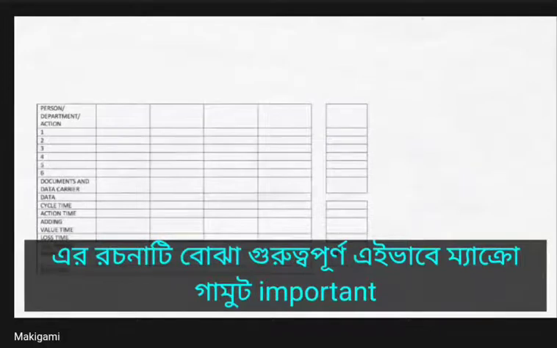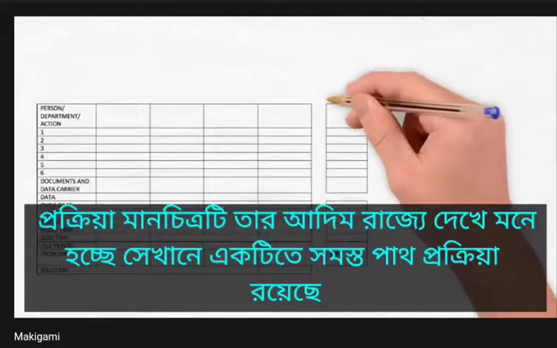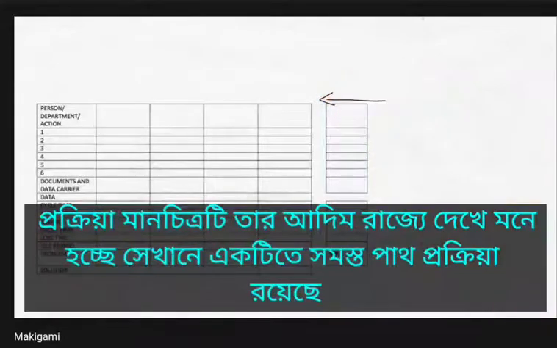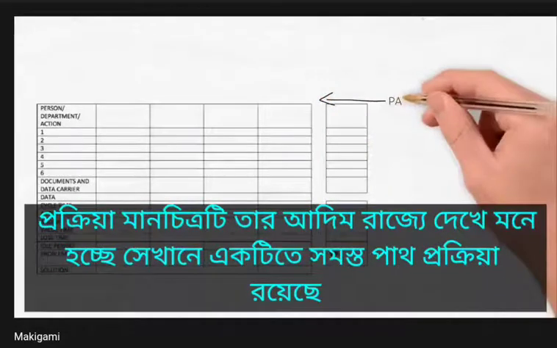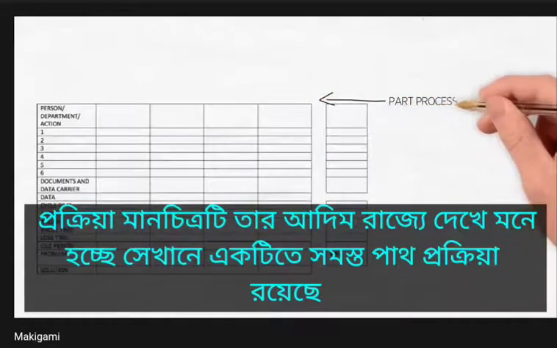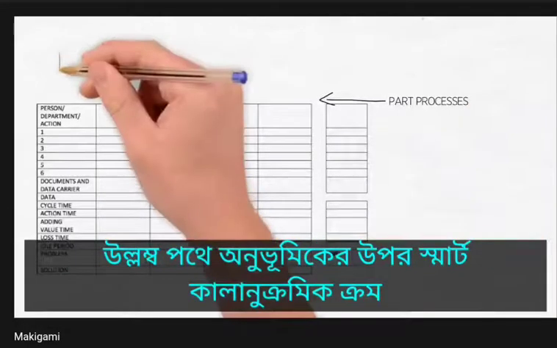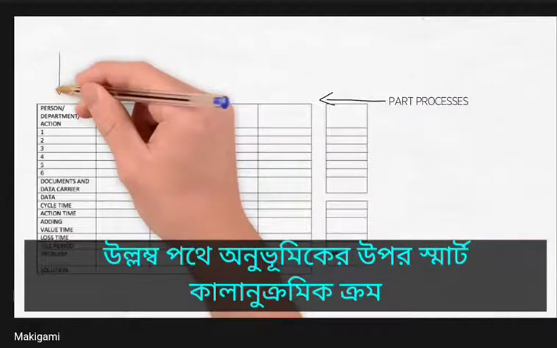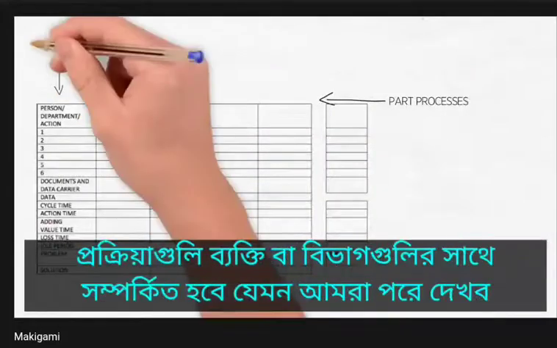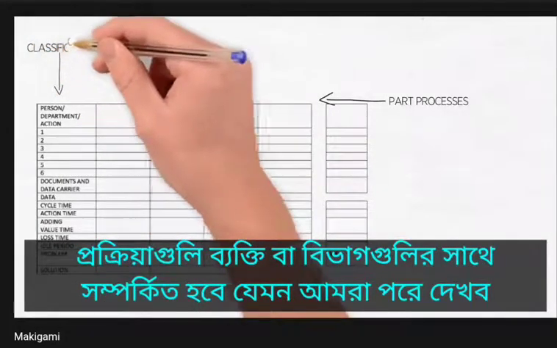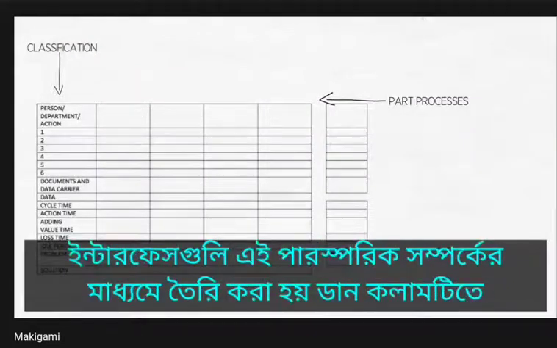Before it is filled with information, it's important to understand its composition. This is how the Makigami process map looks like in its primitive state. There are all part processes in a smart chronological order on the horizontal. On the vertical, the part processes will be related to the persons or departments. As we will see later, interfaces are created by this correlation.